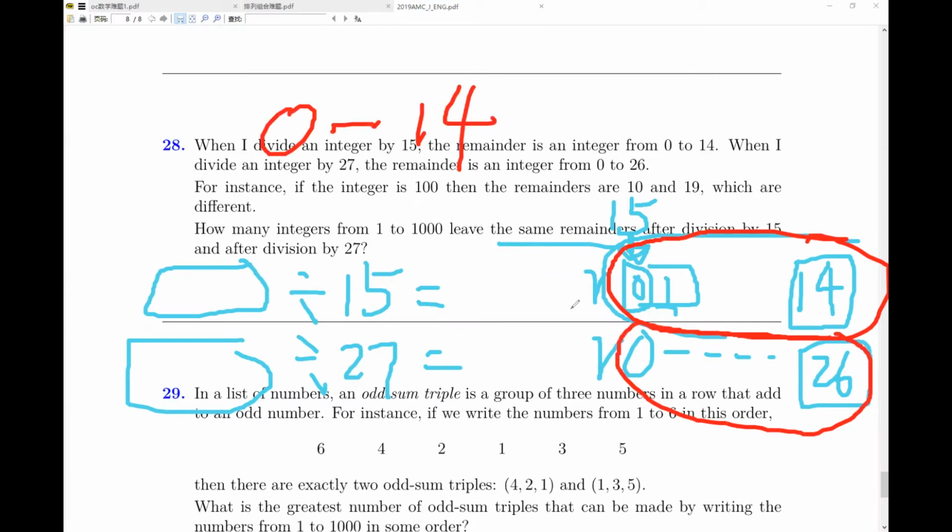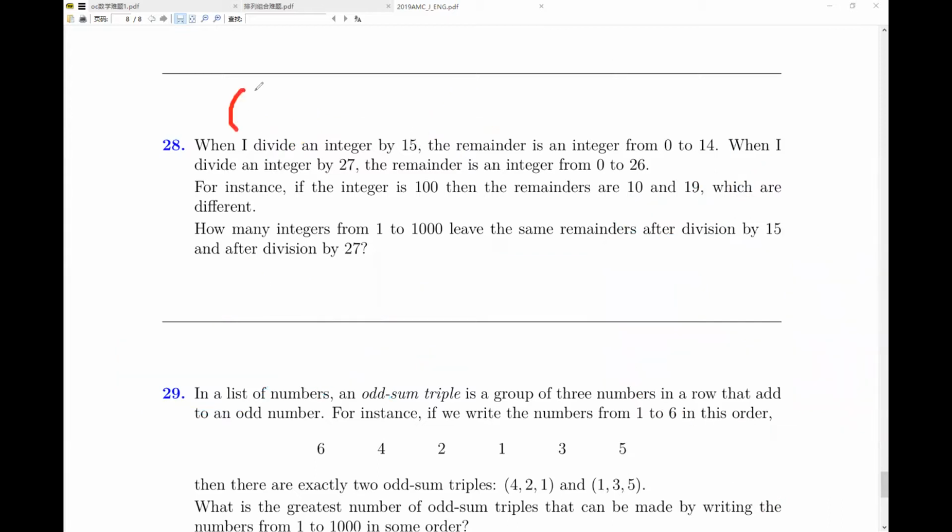First, we find the range of the remainder. It can only be from 0 to 14. It cannot be 15, say 25 or 21, because it's not within this range of 15 remainders. First, we find the remainder should be from 0 to 14. Good. Then next, I clean the screen.